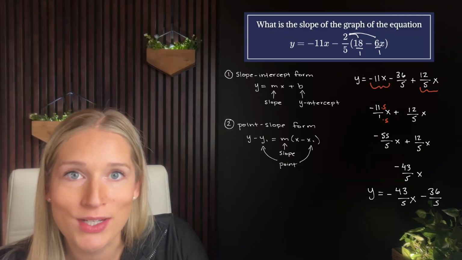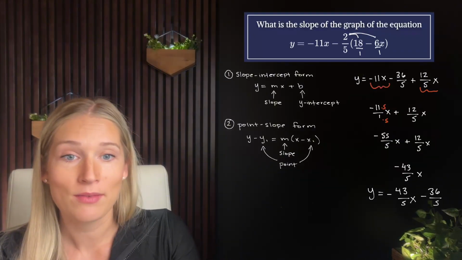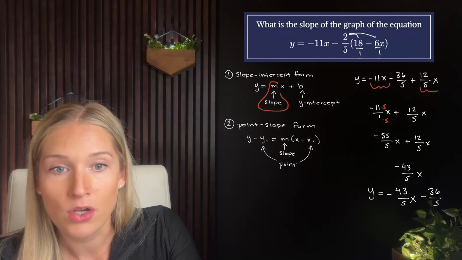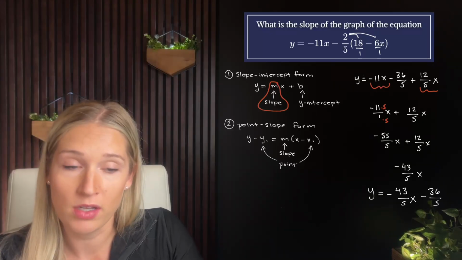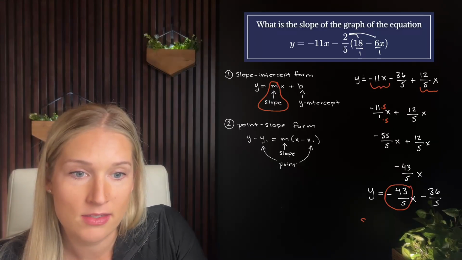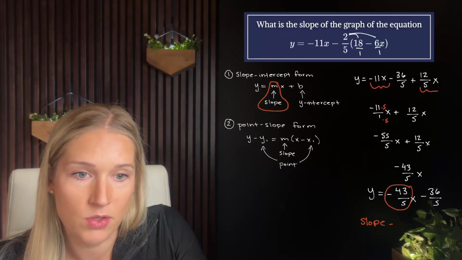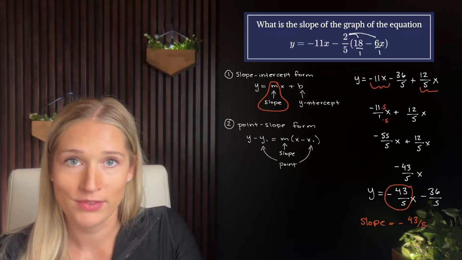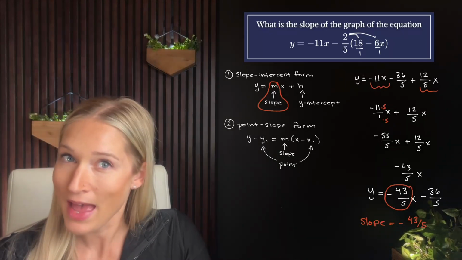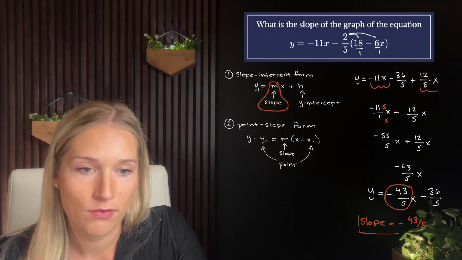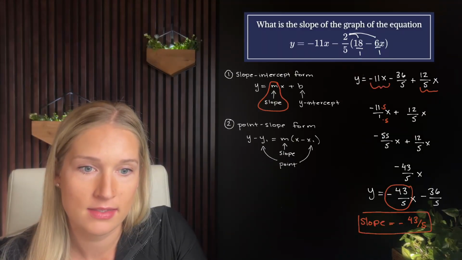Now the whole question is, what's the slope? So now I can relate it back to my slope-intercept form and say that the coefficient on the x term will be my slope, which means that the slope of this line is going to be negative 43 over 5. Not negative 43 over 5x, just the coefficient, which is negative 43 fifths.